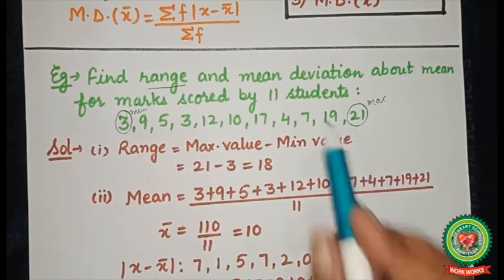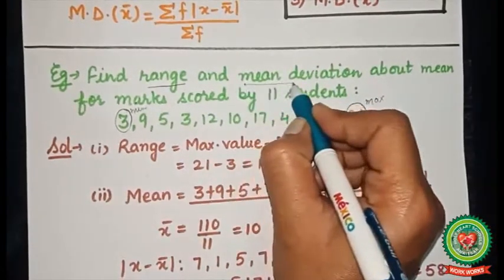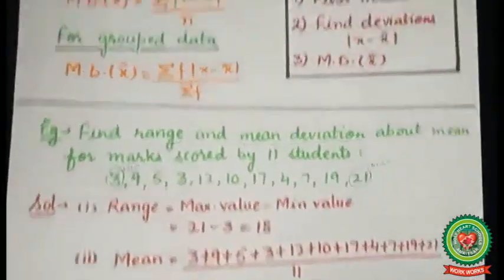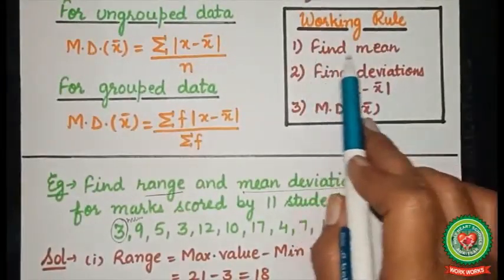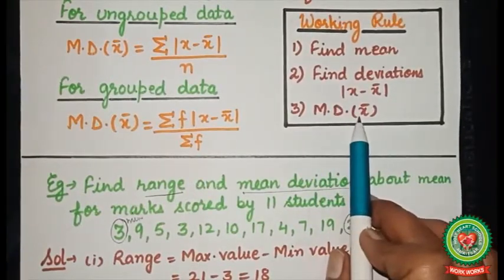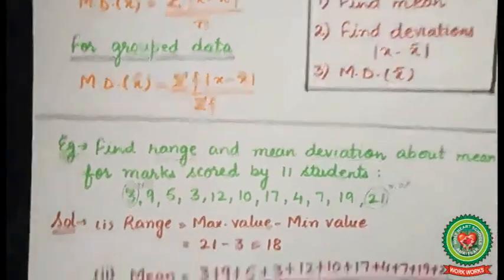Now, next we have to find the mean deviations. Now, for mean deviations, we have to follow the three steps. First, to find the mean, then deviation, then mean deviation about mean. Let's start with the first step.